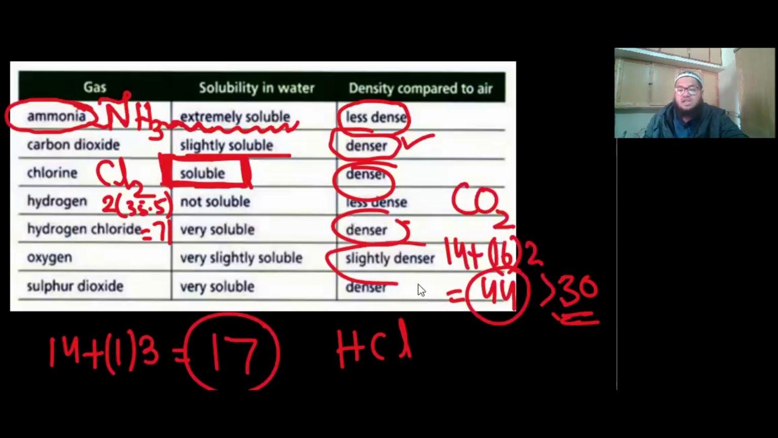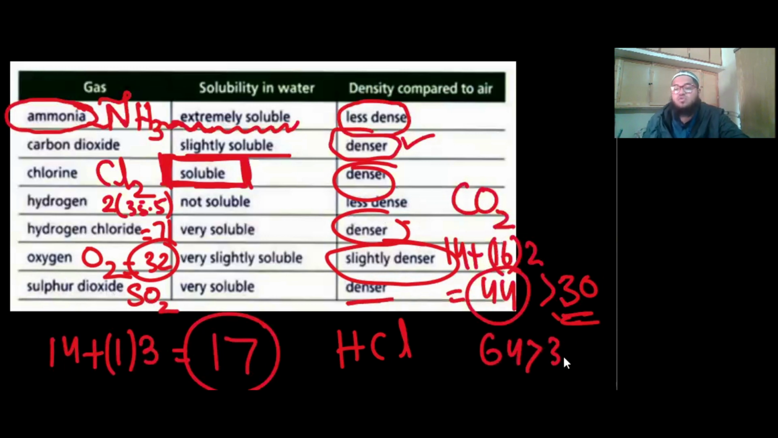Oxygen, slightly denser. Why slightly denser? Because the molecular mass of oxygen, O2, turns out to be 32. And 32 is just slightly more than 30. So that's why slightly denser. And what about SO2, sulfur dioxide? Sulfur is 32 plus 32, 64, again denser. Its molecular mass is 64, more than 30.